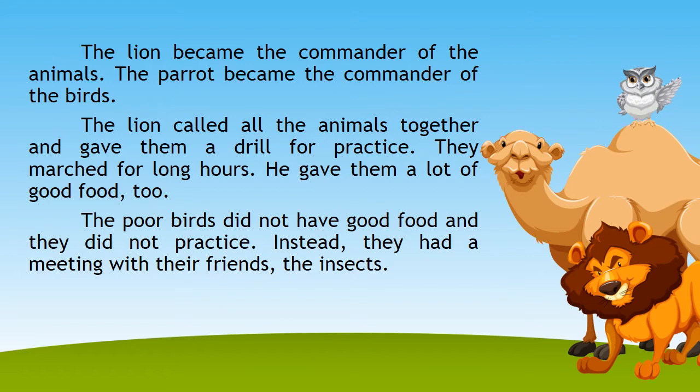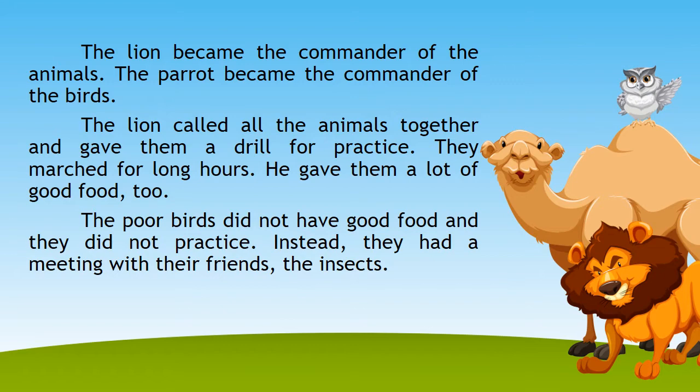So, the lion became the commander of animals and the parrot became the commander of birds. Who is the commander? A person who commands, who gives orders, who is in charge. So the lion called all the animals and gave them a drill for practice. Drill is not the drill or drilling machine that we use to make a hole. Here drill means an exercise that is done continuously or repeatedly till the other person has known it well.